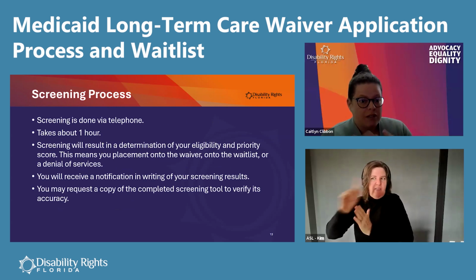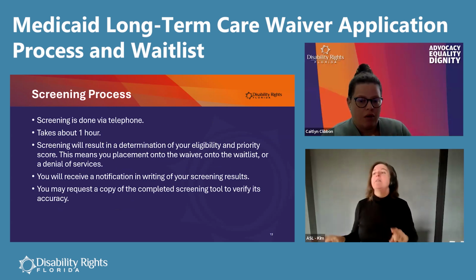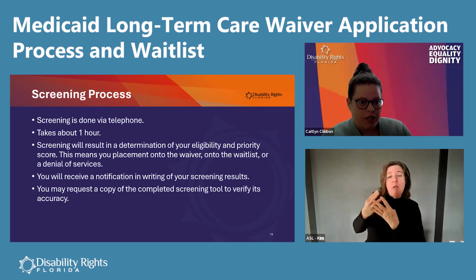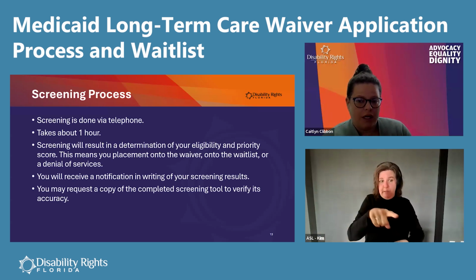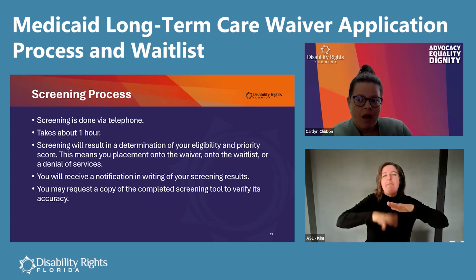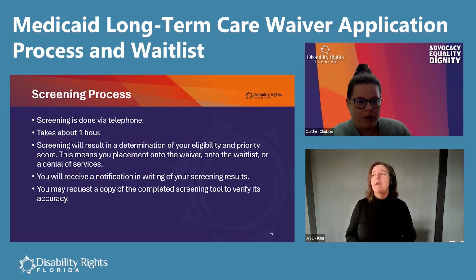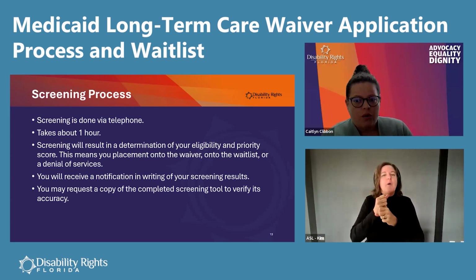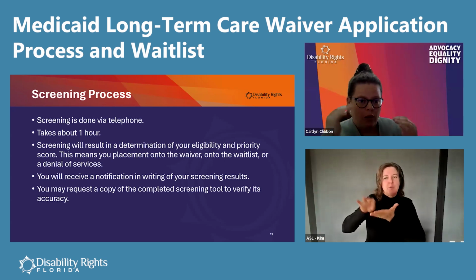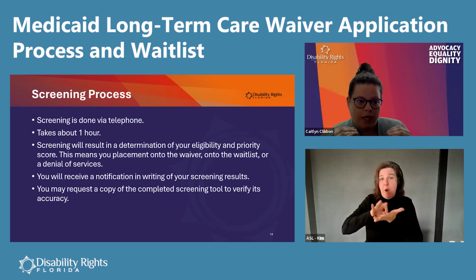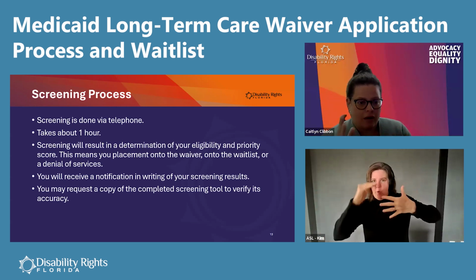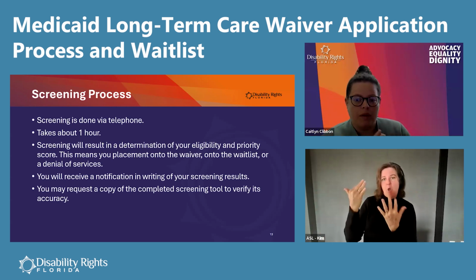But the purpose of the screening is to determine whether you meet those criteria, the basic eligibility criteria I described in the beginning. And it will result in you getting a priority score. So your priority score is essentially what rank you are on the waiting list. There are different categories, and I'll go through those again in a couple of slides.